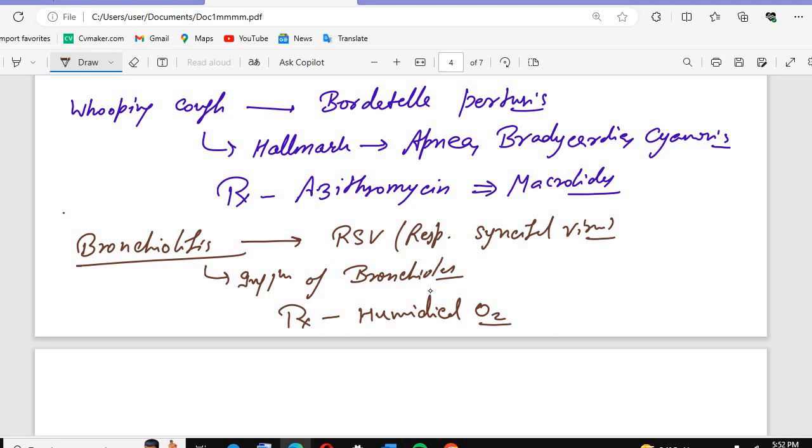What other conditions can be seen in bronchiolitis? Yes, there will be a hyperinflated chest. But remember, from the exam point of view, if you know that bronchiolitis is caused by the respiratory syncytial virus, that is more than enough. So I hope this is done.